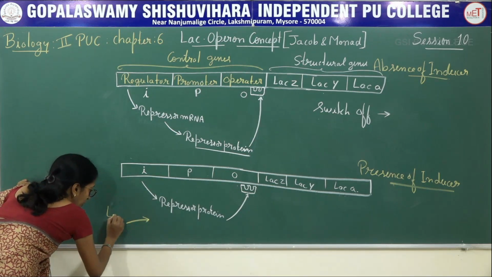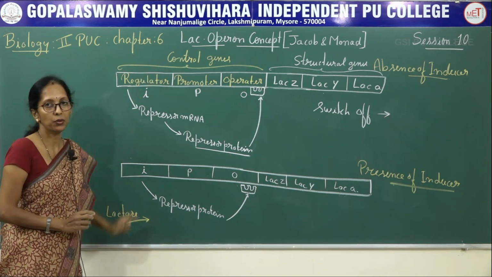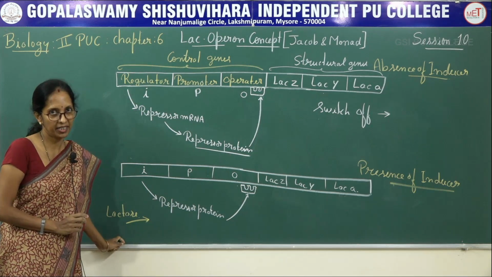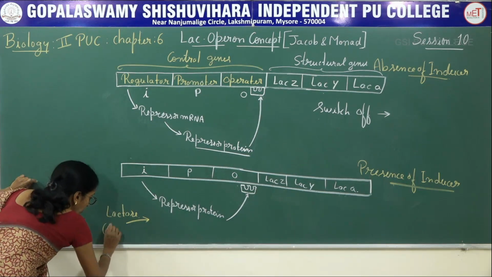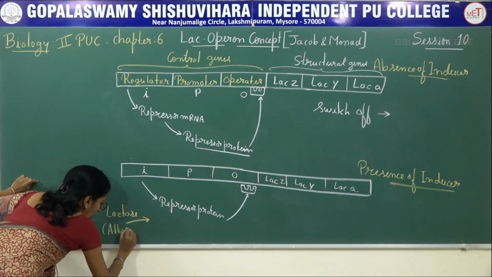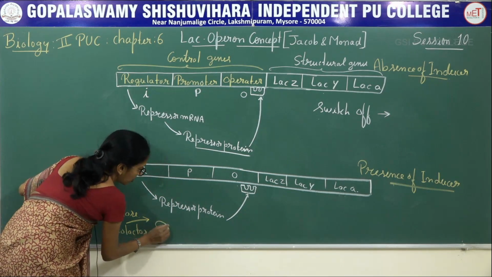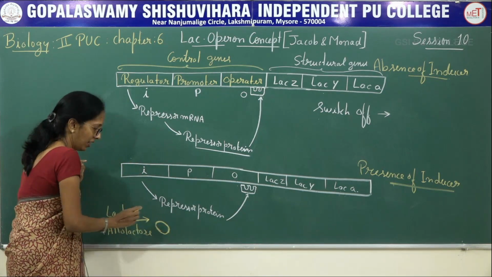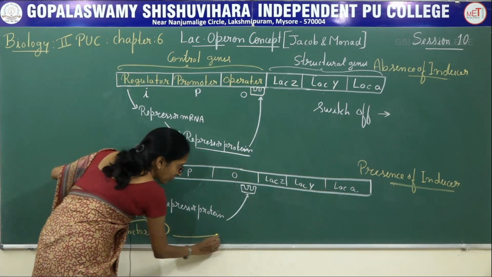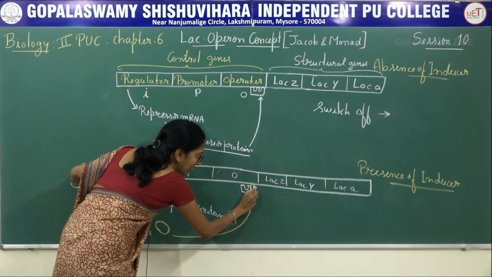In the presence of lactose, Jacob and Monod introduced lactose in the media. It acts as an inducer. This lactose is also known as allolactose. This lactose, now introduced into the media, binds to the repressor protein like this.